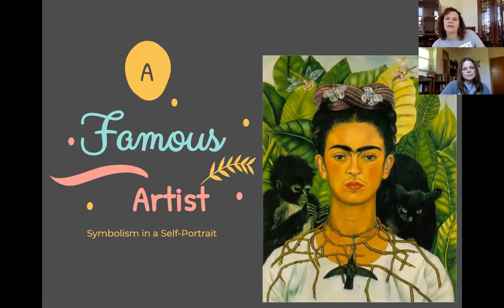Mrs. Braden, when you look at this, what do you see? Okay, so the first thing I see when I see this picture is a woman who is not smiling. She's standing in front of really big leaves and she has dragonflies above her and butterflies flying above her, and the butterflies are in her hair. She also has a monkey on one of her shoulders and a black cat on the other. And then I notice that she has thorns around her with a bird hanging from the center of it.